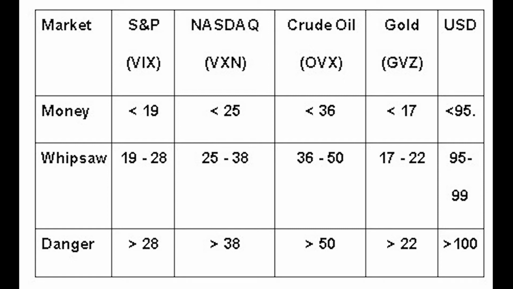So the danger bucket is when VIX is above 28, crude oil is above 50, gold's above 22, the US dollar is above $100 or whatever.